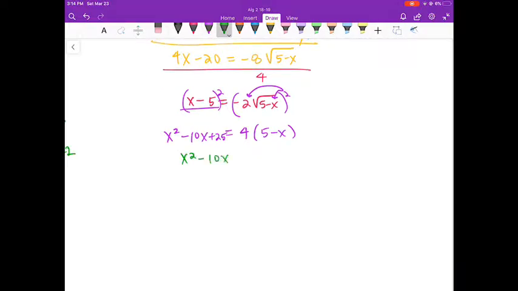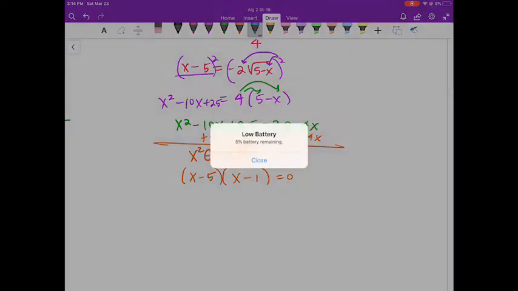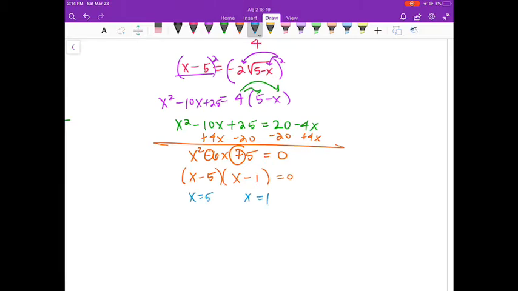So x squared minus 10x plus 25 equals, we distribute, 20 minus 4x. I'm going to go ahead and get 0 on one side because that's how I solve quadratics. So I subtract 20 and I add 4x. And I get 0 equals, let's see, minus 20 gives me a plus 5, plus 4x gives me a negative 6x. So this guy factors into x and 5 and x and 1. My signs are the same. They are both minus. x minus 5, x minus 1. Setting them both separately equal to 0, I get x equals positive 5 and x equals positive 1.